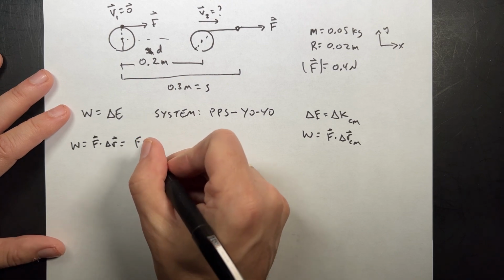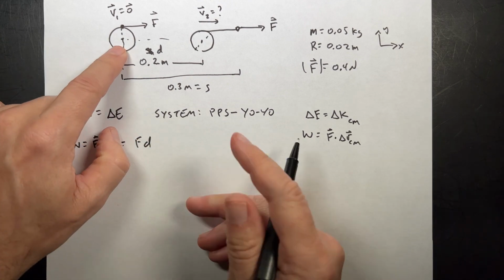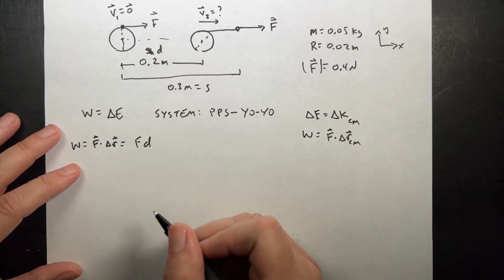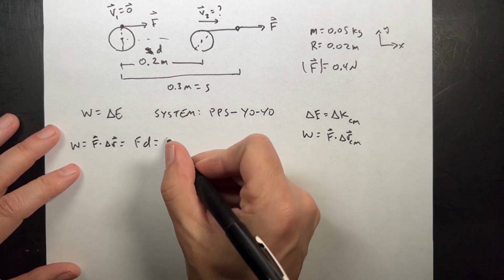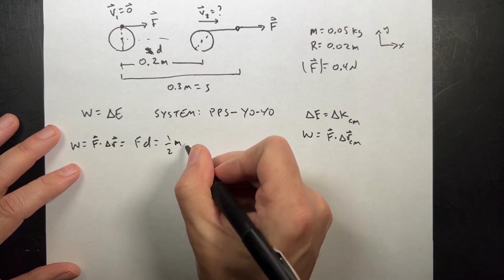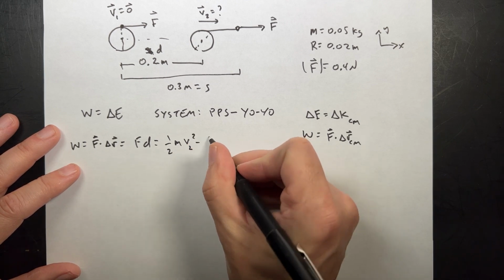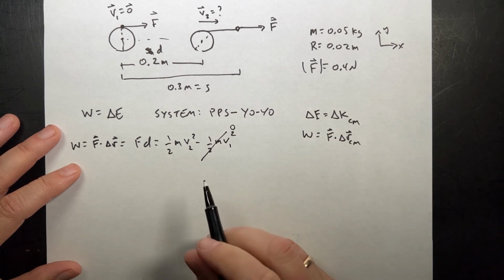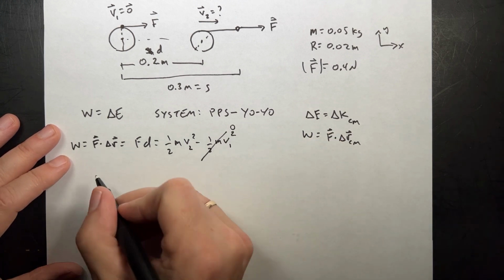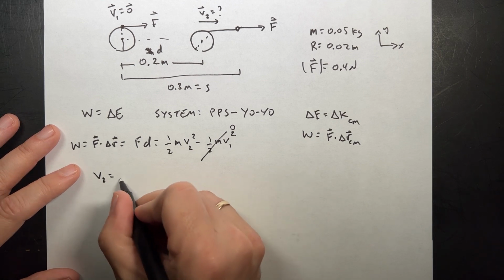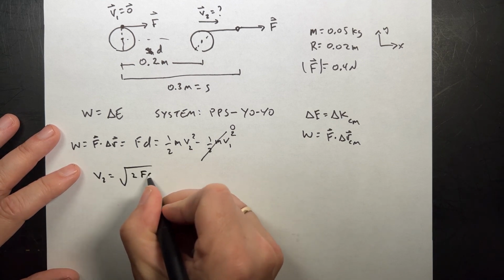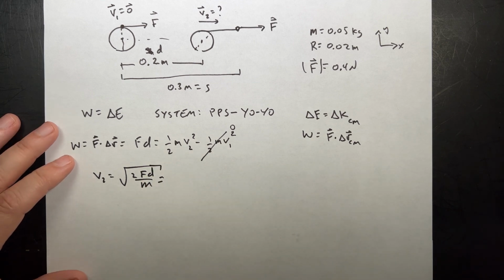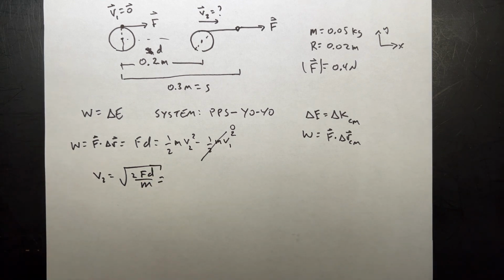So now I can write this as Fd. That's the work done. It's the distance that it moves. We can put in d as 0.2 later. And that's going to be equal to the final kinetic energy, 1/2 m v2 squared, minus the initial kinetic energy, 1/2 m v1 squared, and that's 0. So now I can solve for v2. v2 is going to be equal to the square root of 2Fd over m. And we can put in our values. I'm actually going to use a calculator because I know you guys like calculators.